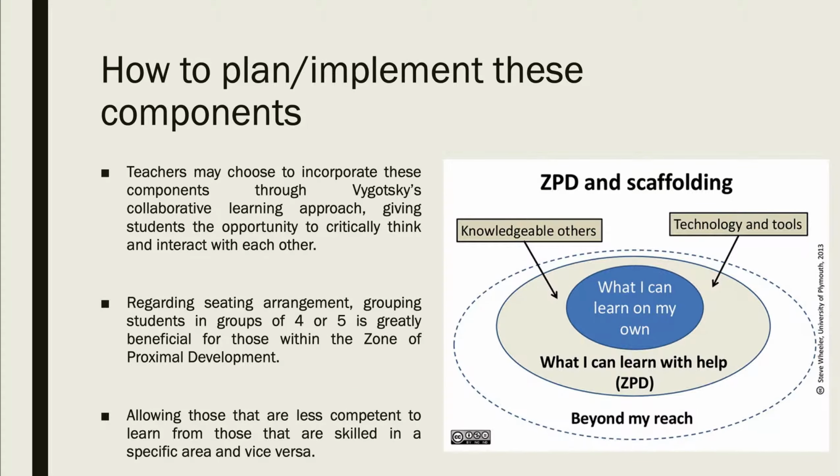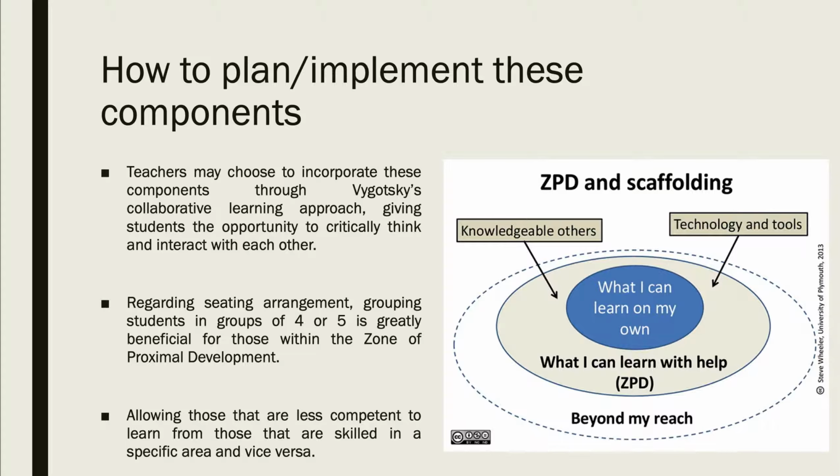How to implement these components into a Year 1 class. Ultimately, it is up to the teacher in how they choose to implement these strategies into a Year 1 classroom environment, as not all teachers are the same. This allows the teacher to be creative with the way they utilise their space to prompt creative and interested students within their own learning. Teachers may choose to incorporate these components through Vygotsky's collaborative learning approach, giving students the opportunity to critically think and interact with each other.